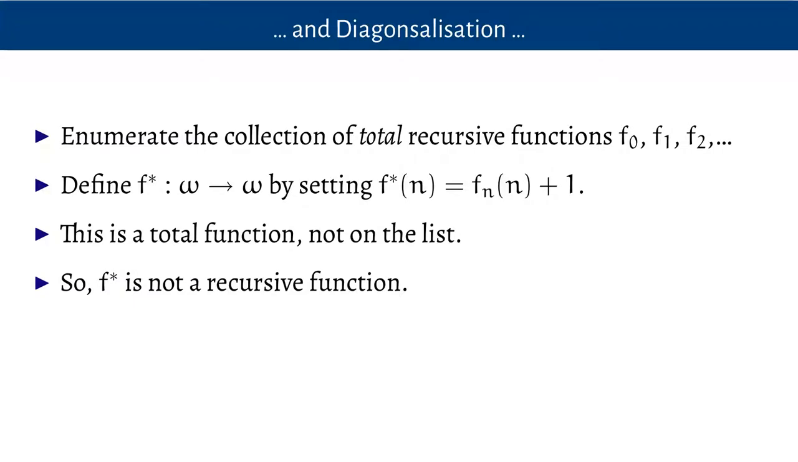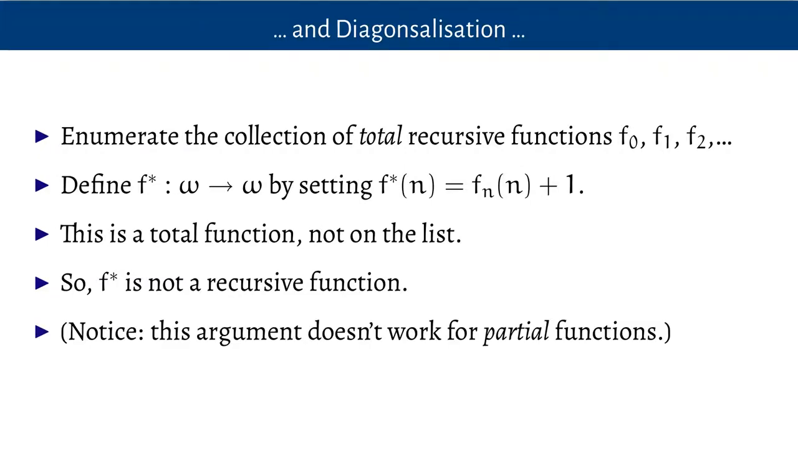But that doesn't really tell us very much about what this function f star is like, because its nature depends on the enumeration of the total recursive functions that we had. And I've told you nothing about how to enumerate those functions. A different ordering would give you a different function f star, which isn't on the list. There's nothing really intrinsically special about f star, except that it's just an example of a non-recursive function defined in terms of this enumeration.